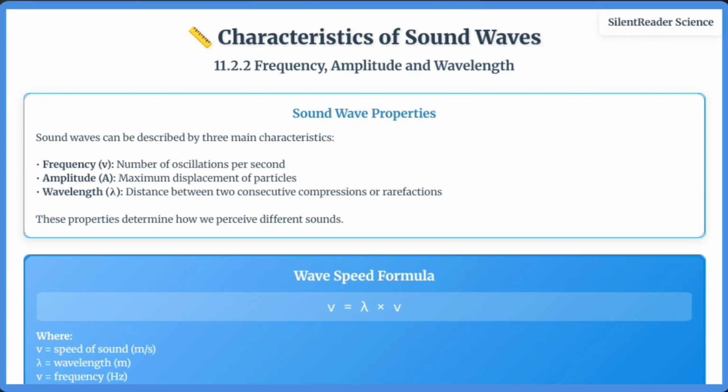The speed of sound depends on the medium. It's fastest in solids, slower in liquids, and slowest in gases. This is because sound travels by particle-to-particle interaction, and particles are closest together in solids.